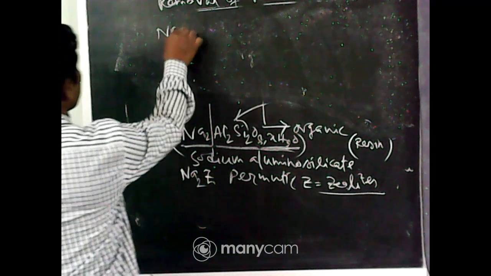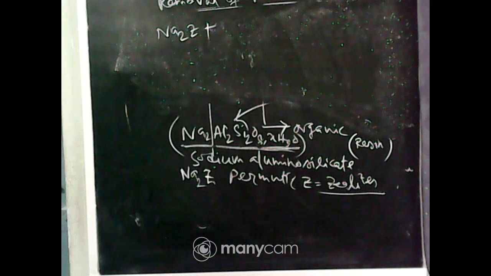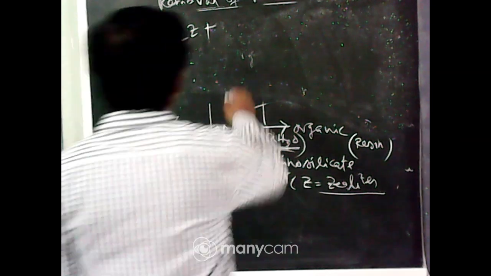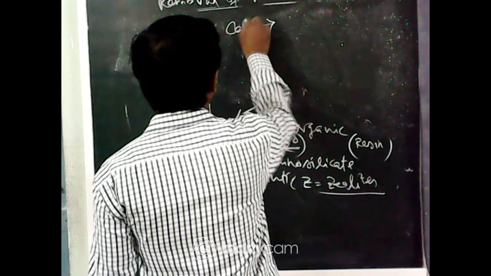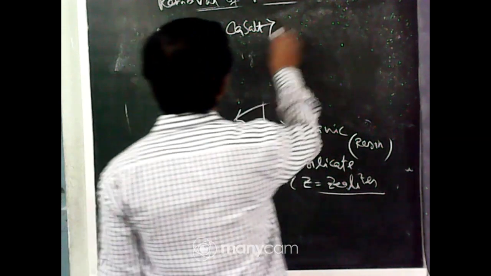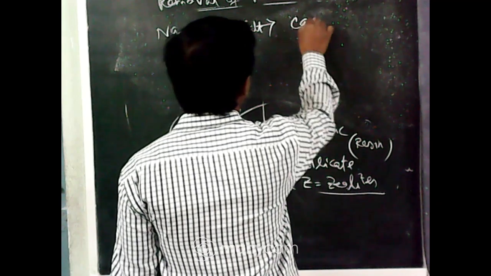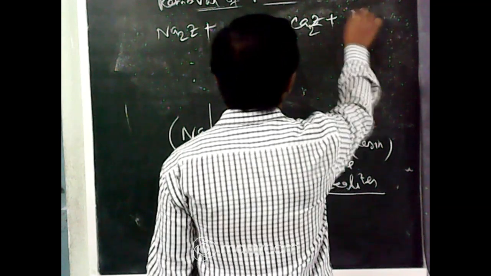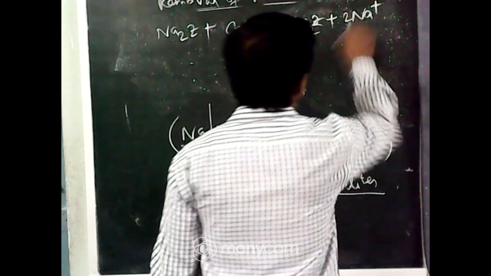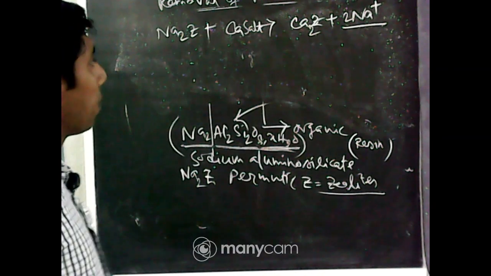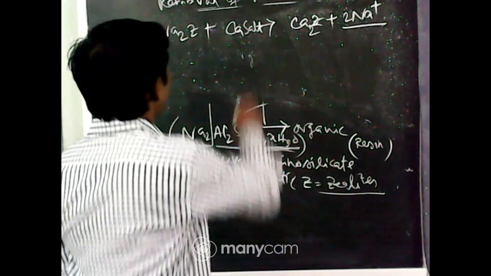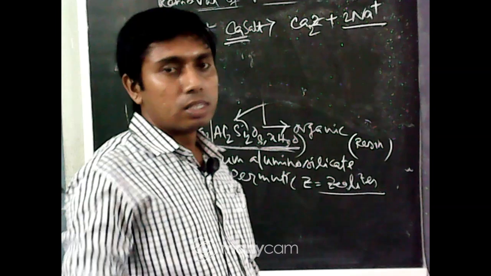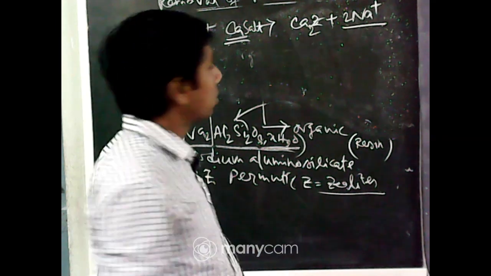Now, Na2Z, and the permanent hardness is due to the presence of some calcium or magnesium salt. So, calcium salt, then it will form Ca2Z or CaZ plus 2Na plus. Okay. But Na plus is no longer harmful to us, and the calcium which was present in the salt sample, it was made into a compound with the zeolite, or the permutate.